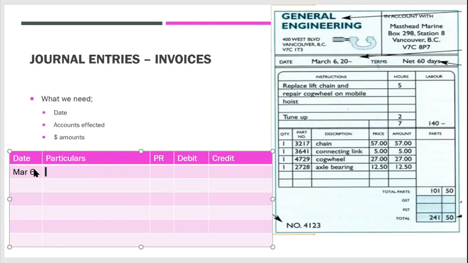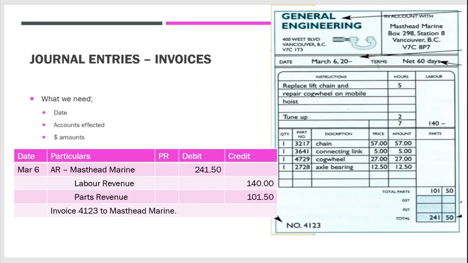We have made revenue. We haven't been paid yet, so I'm going to put it in as accounts receivable. Split it up into labor revenue, and so when it's all done, it will look like this. We will receive $241.50, but it's split into two different revenues, and we include the invoice number in the explanation. So make sure to include that.